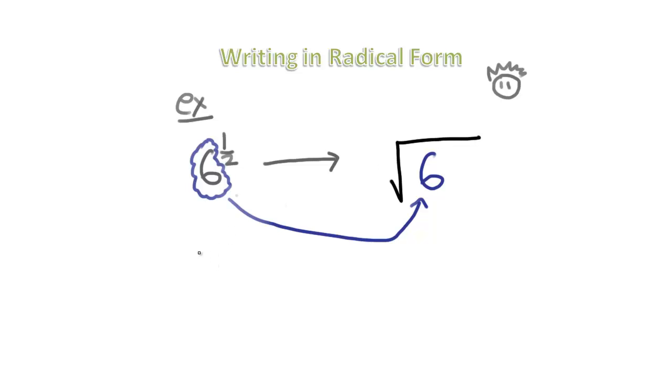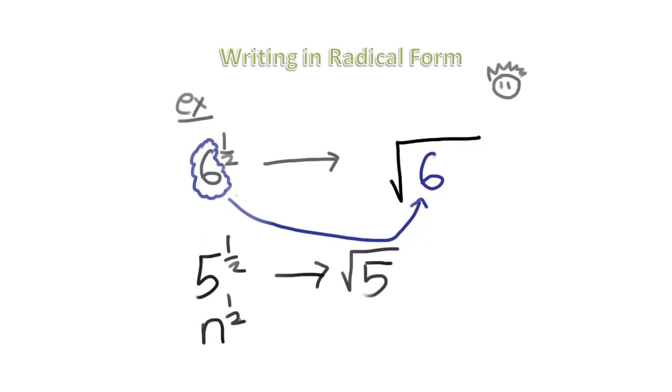So if I have another number, let's say 5 to the 1/2, it'll be the square root of 5. Or if I have some number n to the 1/2, it'll be the square root of n. Okay?